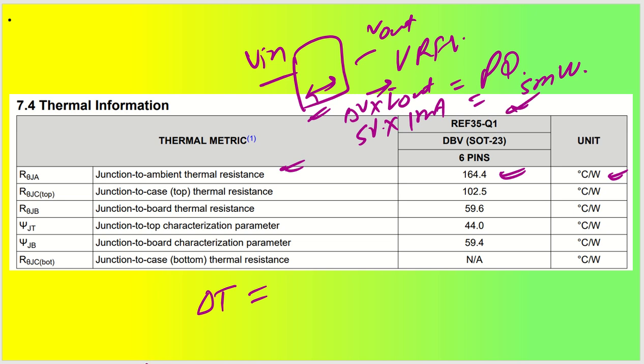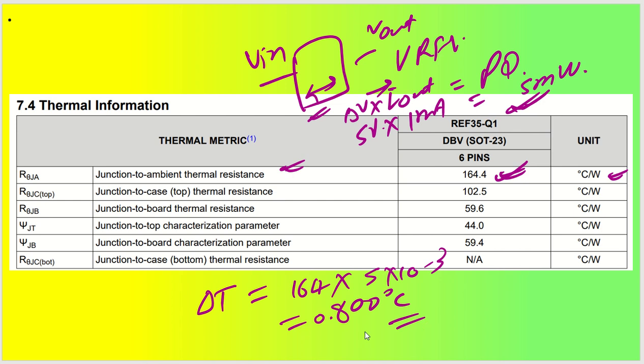this much power dissipation. So we have the value of thermal resistance, which is going to be 164 multiplied by this much power dissipation, right? So that is 5 milliwatts. So 5 into 10 to the power minus 3. Okay, so it is going to be, let us say, 160. So 160 into 5 is 800. So 0.8 degrees centigrade, that's all. There is no increase at all. Okay, not even 1 degree centigrade.